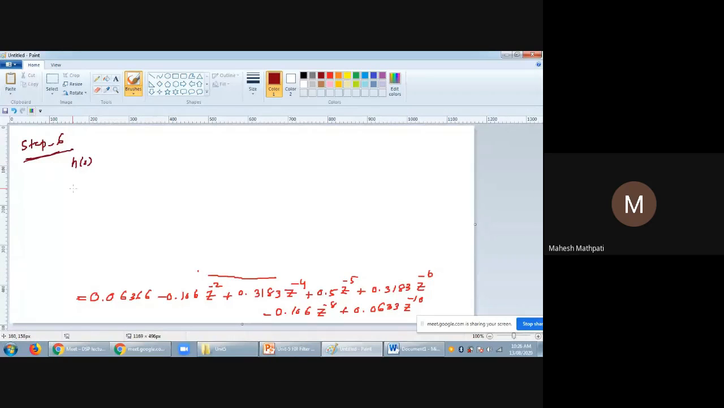So I will write here h of 0, h of 1, h of 2, h of 3, h of 4 and h of 5 is equal to. If you look here, this part I am considering as our 0th coefficient, and if you look, these two values are the same. The first value and the last value are the same. So I can write h of 10 also, which is equal to 0.0633.